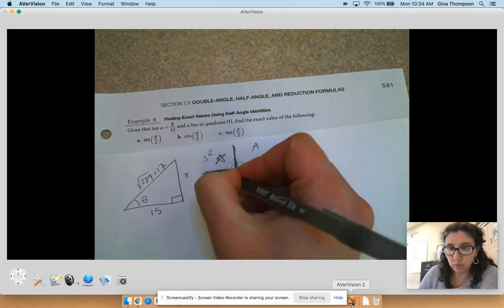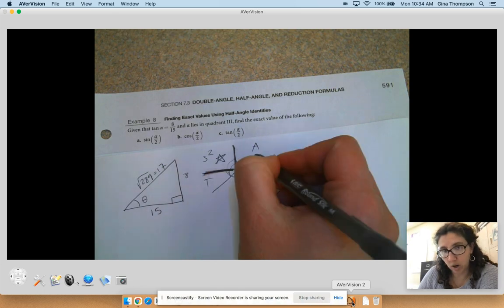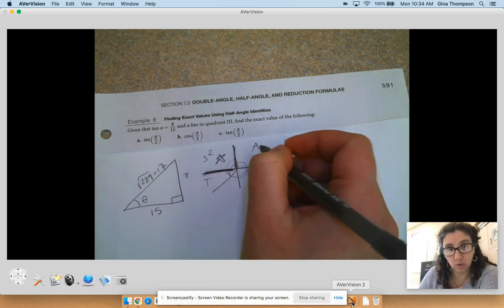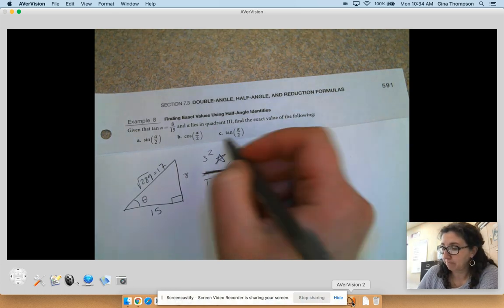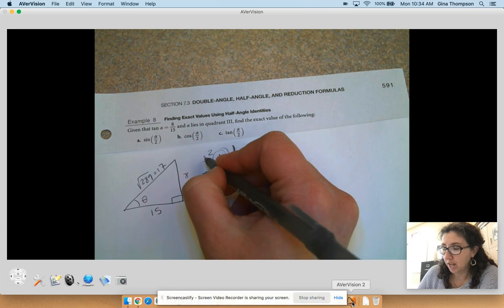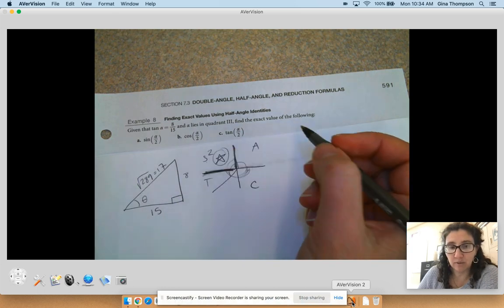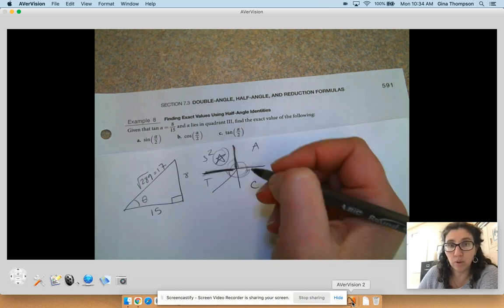But if we're in quadrant 2 and we divide it by 2, we're going to end up in quadrant 1. Quadrant 1 divided by 1 is quadrant 1. Okay? So, what does that tell us? In quadrant 2, sine is going to be positive and everything else is going to be negative. Okay, for our eventual answer.